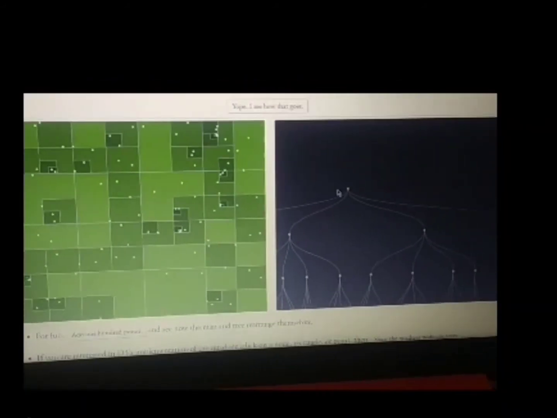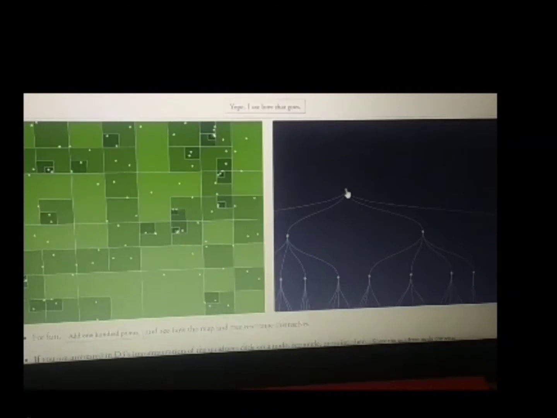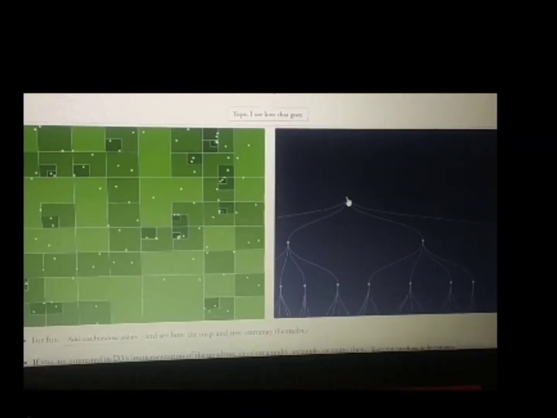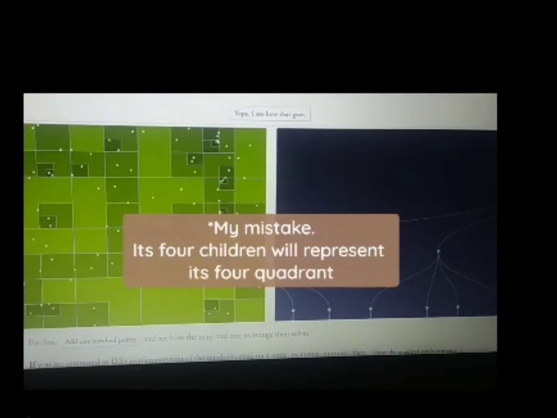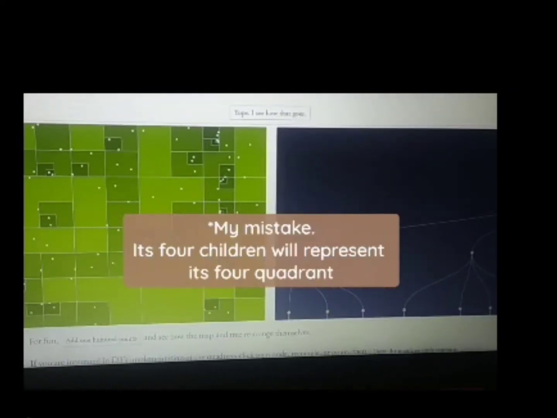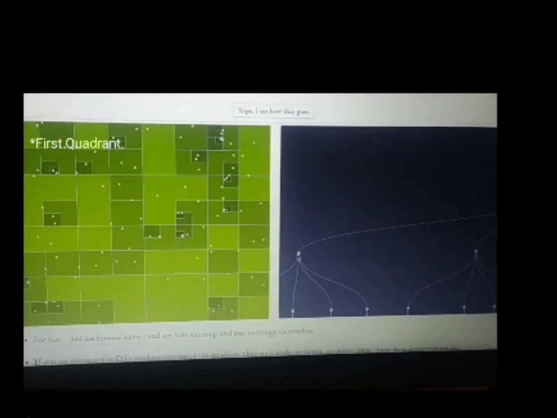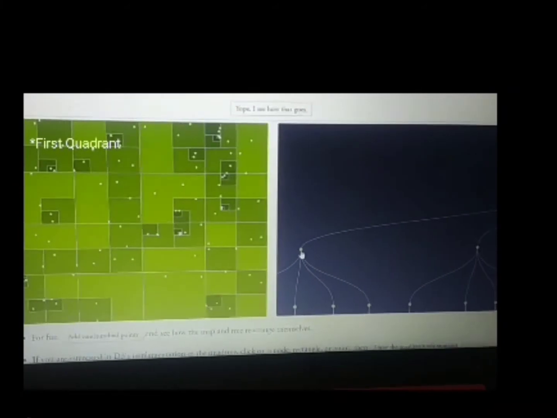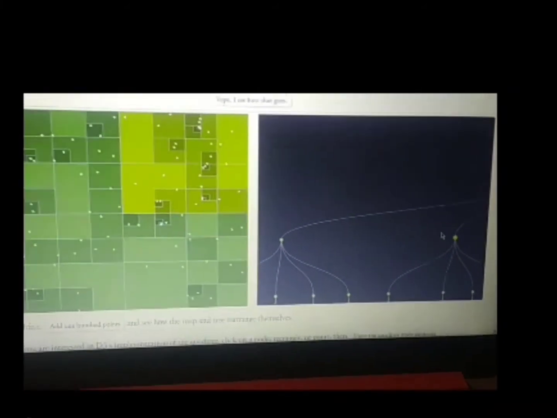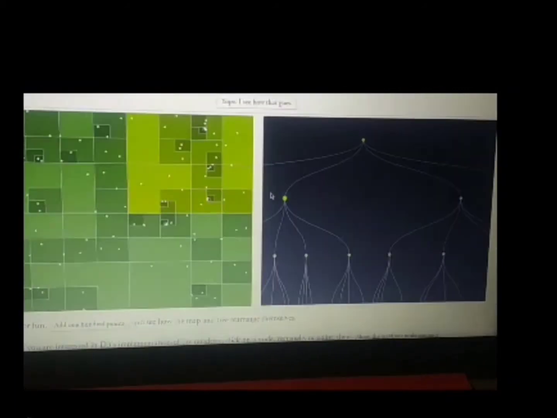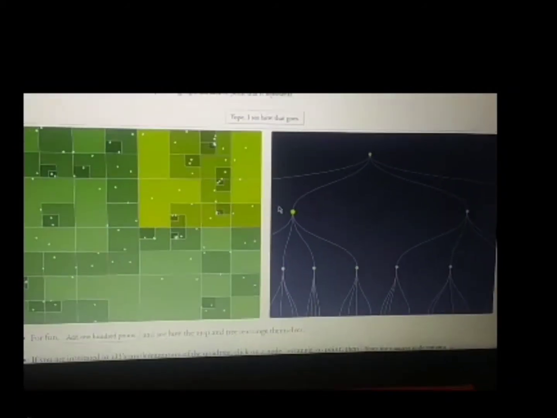So the root node will represent or point towards the whole 2D space, right? So this is the whole 2D space. Then its four children will each represent one of the quadrants. So this will represent the fourth quadrant. Similarly, this will represent the second quadrant, and the other two will represent the other two quadrants. So this was the correspondence between the 2D space and the tree.